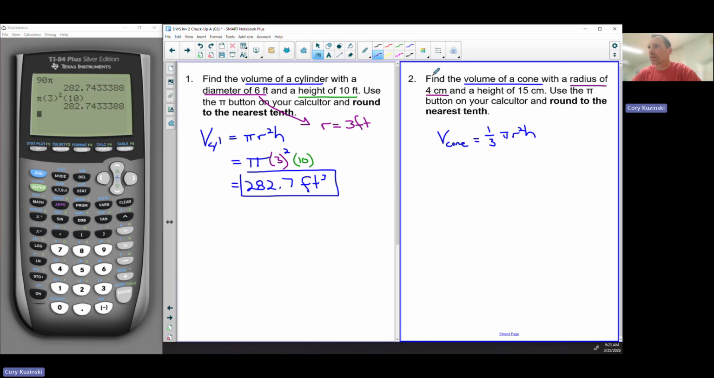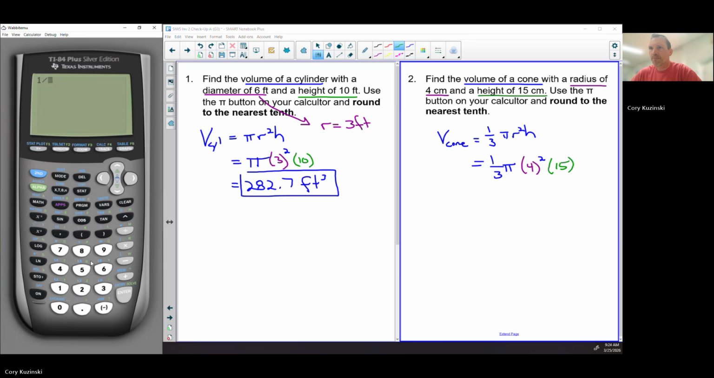All right, so it's got a radius of 4. We don't have to mess with the diameter stuff. And we got a height of 15. We're going to use the pi button on our calculator. So we're going 1/3 pi times the radius 4. That 4 gets squared, and then we multiply it by the height, which this time is 15. I mean, this is just button pushing.